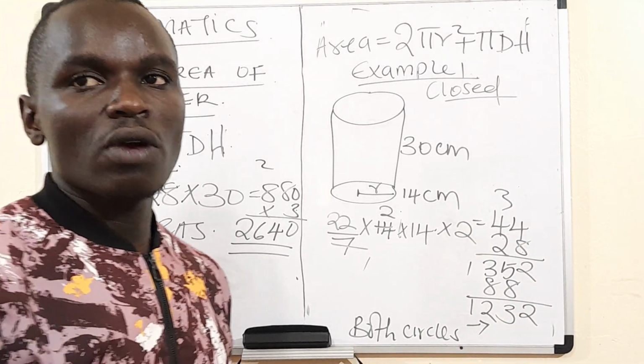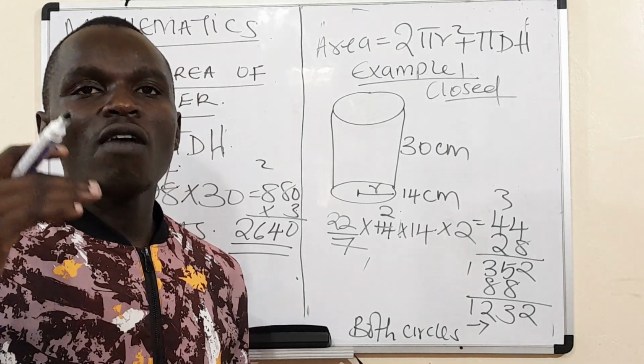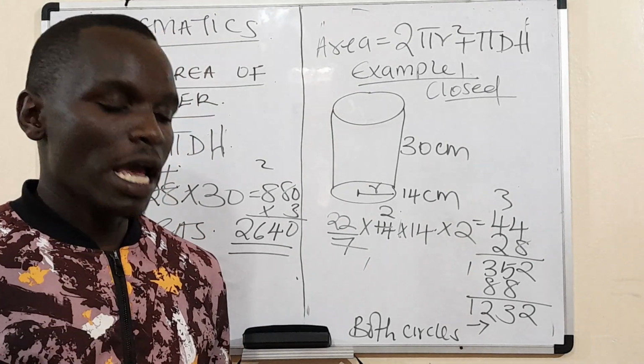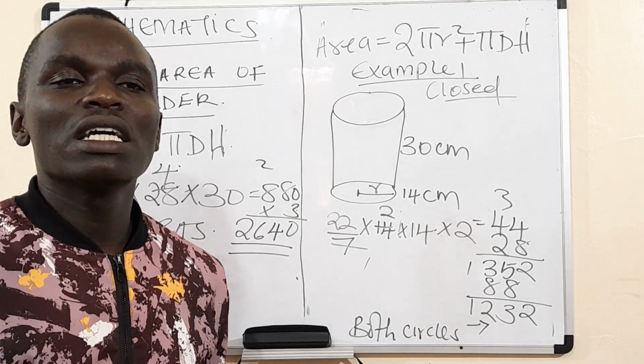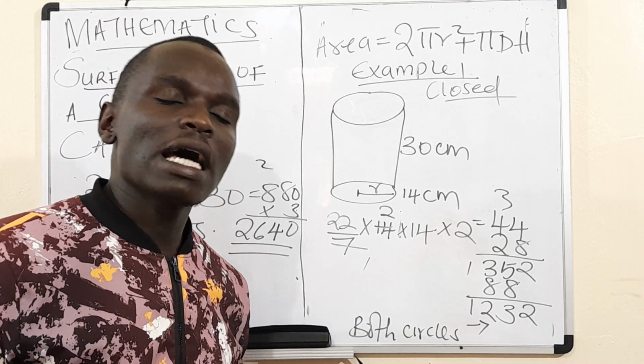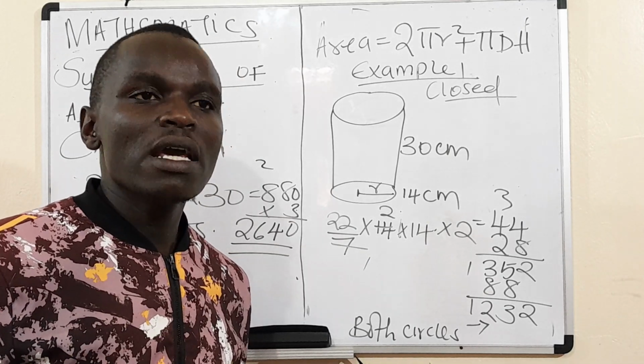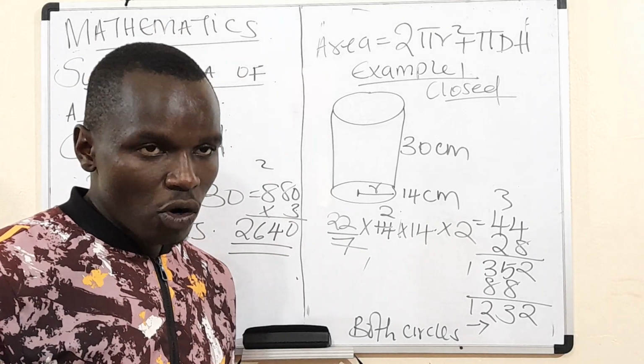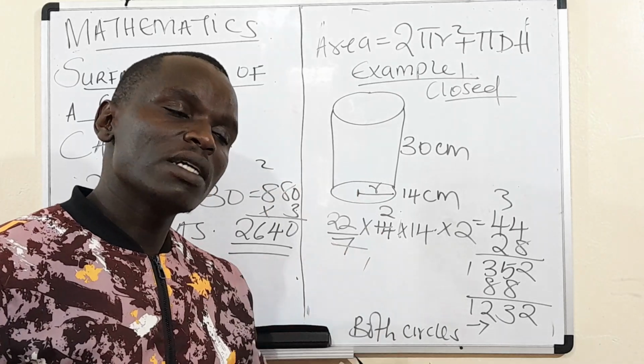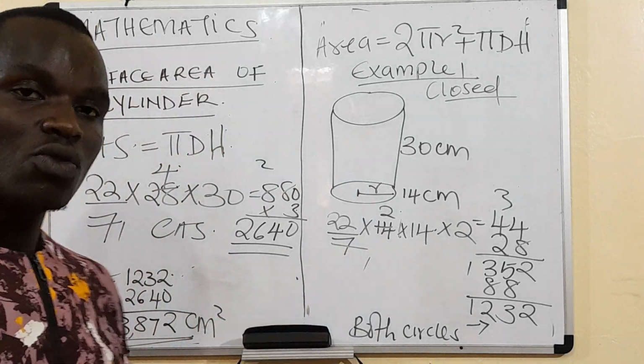So in the next lesson, I want us to look at the case of an open cylinder and a pipe. We will talk about the case of an open cylinder and also a pipe, because a pipe has both ends open. An open cylinder has the bottom part covered, and the top part is not covered. So stay tuned for the next lesson.